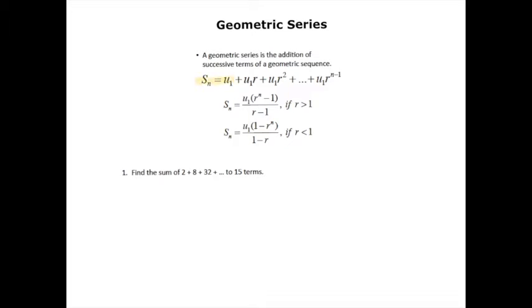Sn is u1 plus u1r, because we times by r each time. Then u1 times r squared, plus all the way to u1 times r to the n minus 1. Is everyone cool? Beautiful. Now, here's the formula. Ready? Sn is u1, the first term, times r to the n minus 1 over r minus 1.